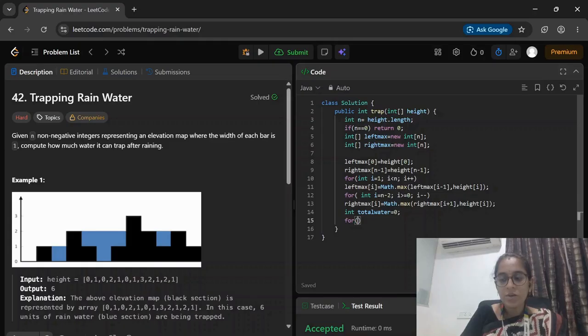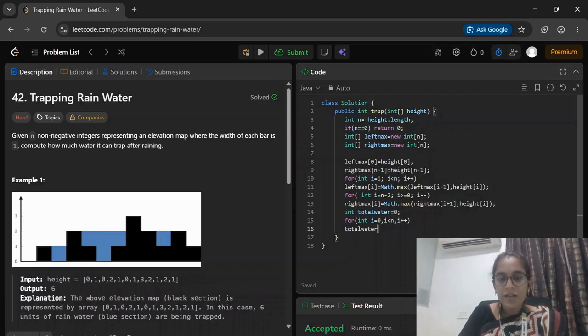It is going to iterate with int i equal to 0, from the 0th position, while i is less than n, with i incrementing. From this iteration we are going to calculate the total water. So how is the total water going to be calculated here?